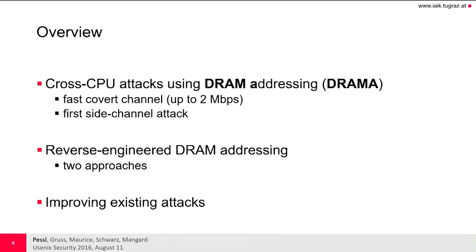We changed that by presenting our cross-CPU attacks. We exploit DRAM addressing and hence the nice abbreviation DRAMA. We present a fast covert channel that allows transmission rates of up to 2 megabits per second, and also the first side channel attack in this cross-CPU scenario. We exploit reverse-engineered DRAM addressing functions. We do that by having two approaches. And apart from enabling these two attacks above, these reverse-engineered functions also allow us to improve upon existing attacks, namely the Rowhammer attack.